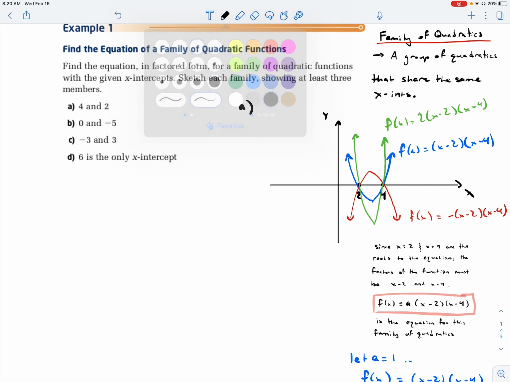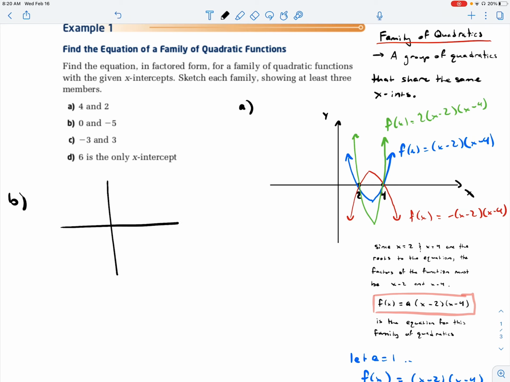Okay, let's go ahead and let's start B. So if you did pause the video, welcome back. So for part B, we have 2 x-intercepts. So I'm just going to go ahead and draw those graphs. So we draw the intercept. So we got one at 0. The other one is at -5. Okay, I'm not going to label this one 0. We know it's at the origin, so it has to be 0.